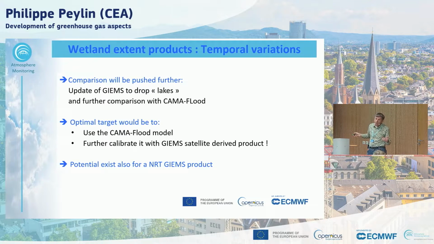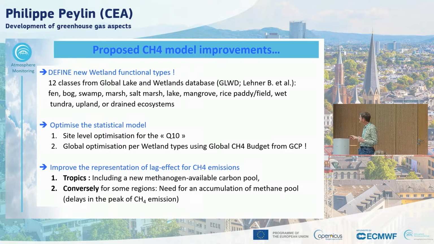And our ideal target would still be to use CAMA-Flood because it's near real time within IFS, which is a great advantage, but calibrate it, if we can, to match a bit the satellite mean climatology of the data. And in the long term, we will also investigate a potential near real-time GIMS product, given that the satellite data are nearly available in near real time. But there is a problem of calibration that needs to be done.